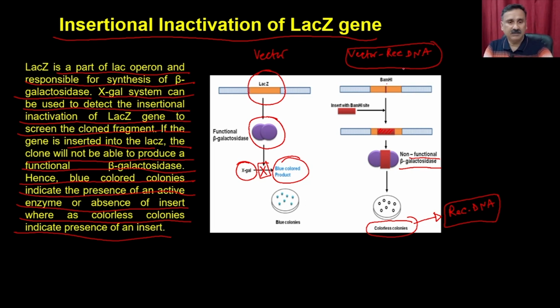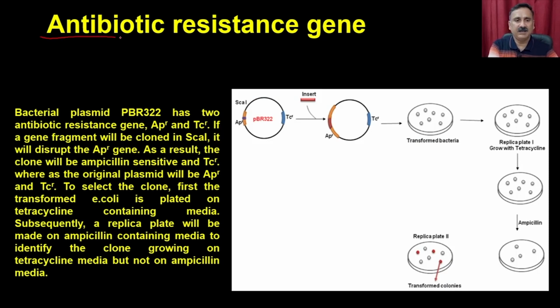Then we have the insertional inactivation of the antibiotic resistance genes, and this example I have taken from the vector called pBR322. The pBR322 has two antibiotic resistance genes: the ampicillin resistance gene and the tetracycline resistance gene. If a gene fragment is cloned in ScaI, which is a restriction enzyme, it will disrupt the ampicillin resistance gene, and as a result the clone will be ampicillin sensitive and tetracycline resistant, whereas the original plasmid will be both ampicillin and tetracycline resistant.